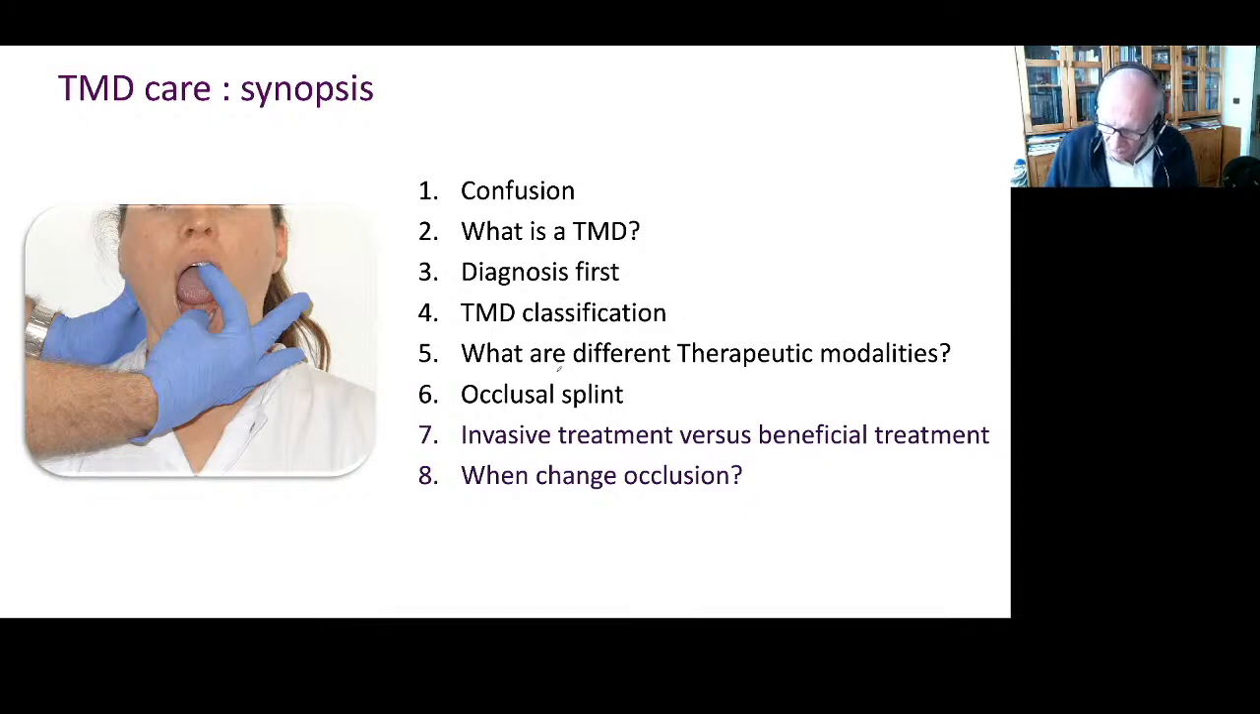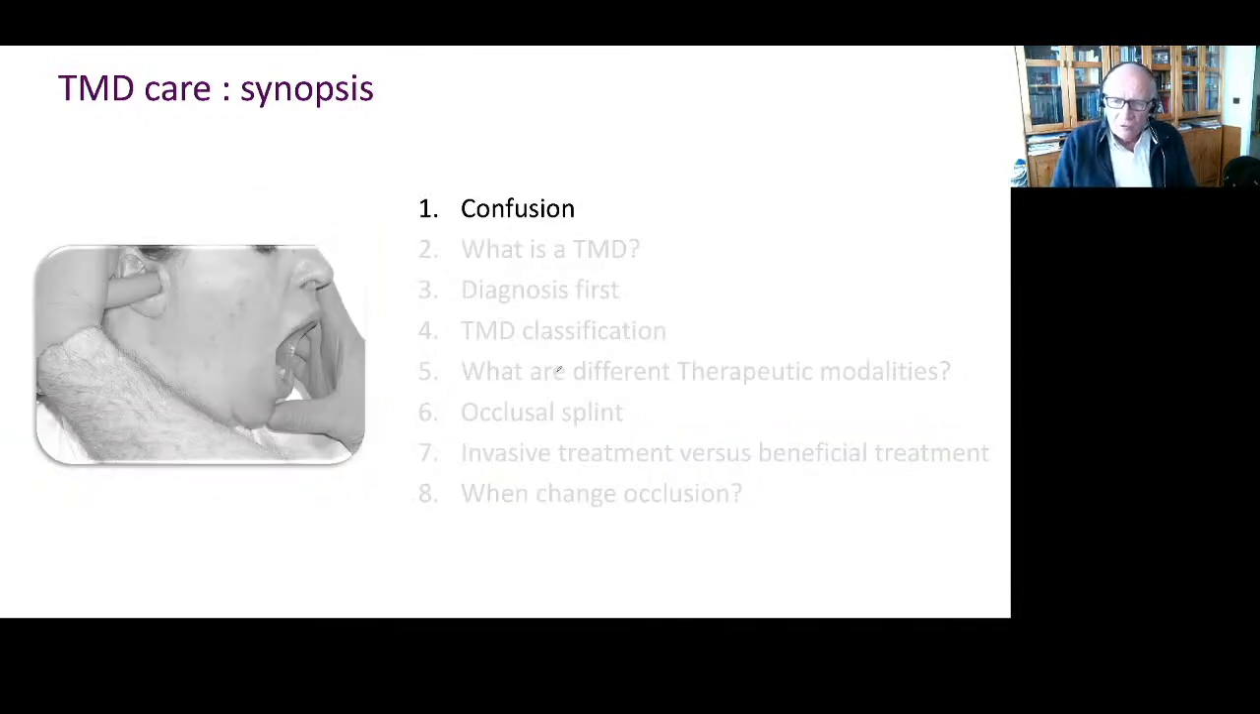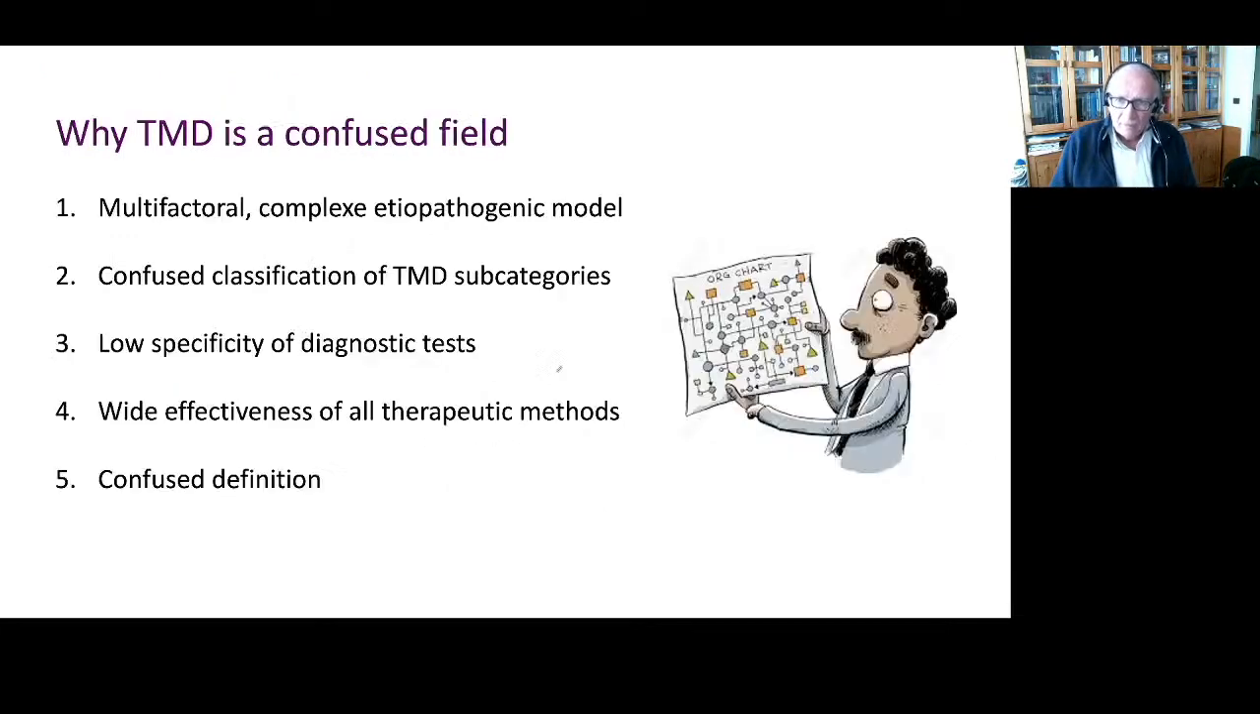I said Saturday morning that occlusion is a confusion. Confusion also is a law in TMD. And why is TMD a confused field? The first reason is because it is a multifactorial, complex, etiologic disease, and so there are many elements to take into consideration. The classification for temporomandibular disorder subcategories is very confused, and it stays confused.